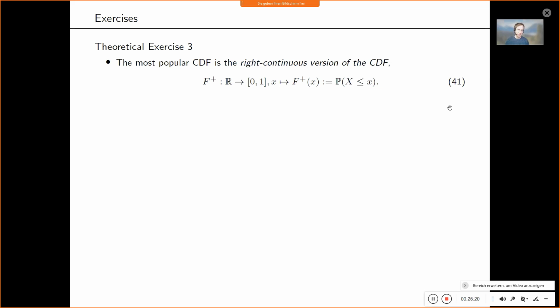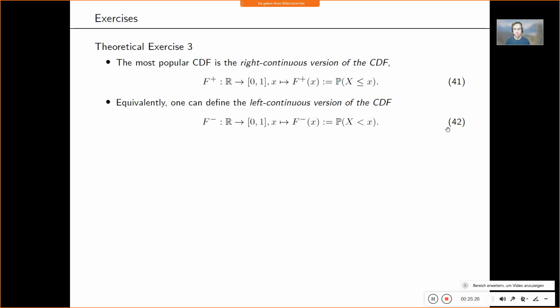But we learned now that this is right continuous. And we also looked at this example when we looked at the quantile function. One can also define the CDF, and you sometimes see that, and it makes sense to pay a little bit attention when people introduce their CDFs, whether they actually write smaller or equal than or smaller than.